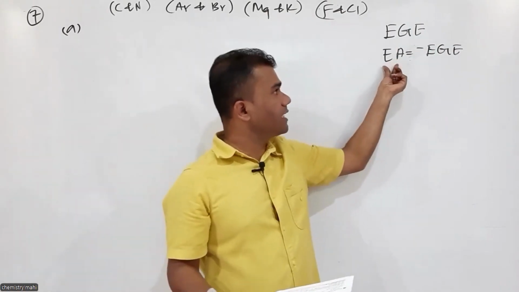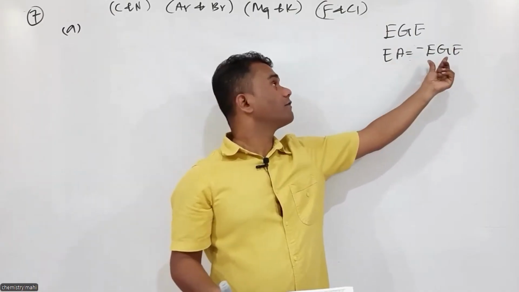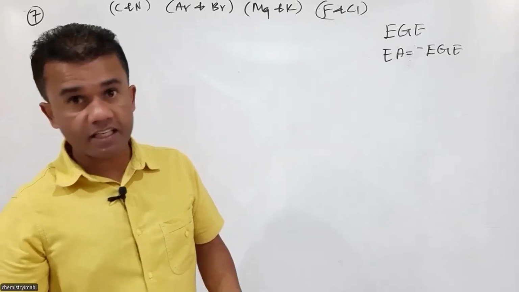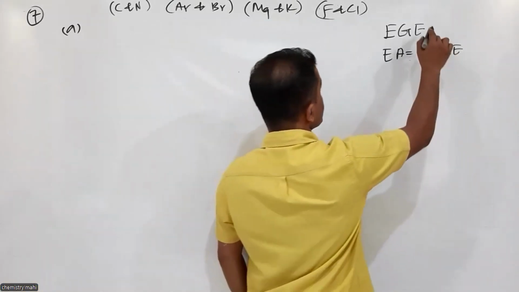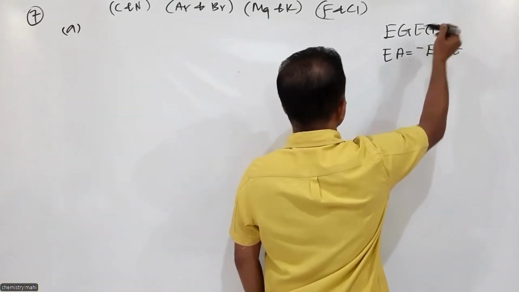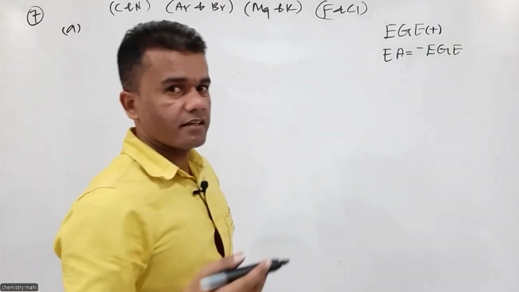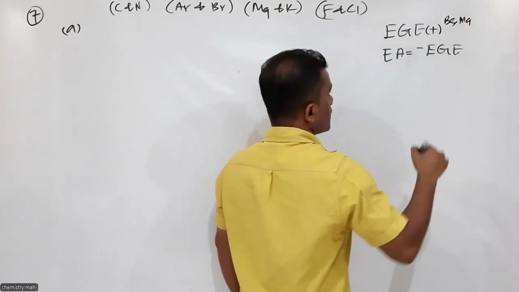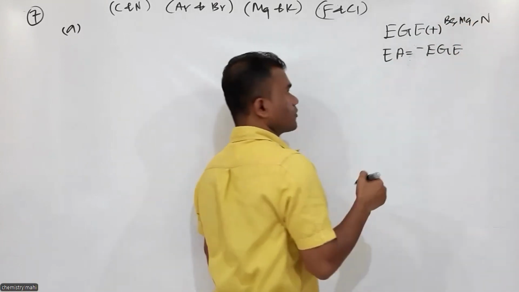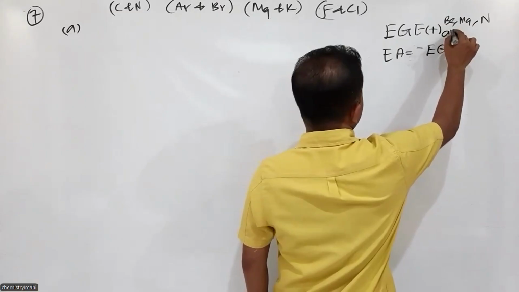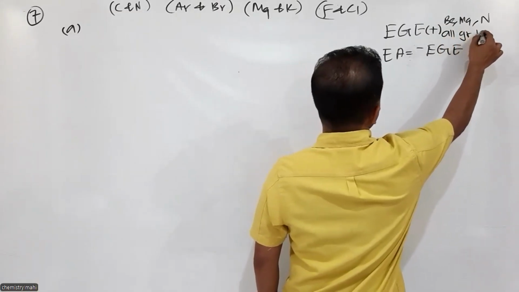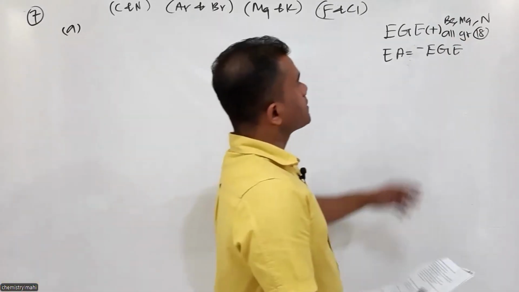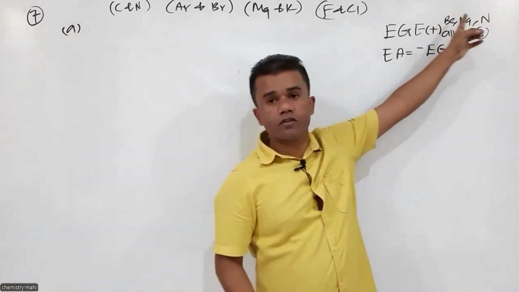Electron affinity can be negative if you have positive electron gain energy. If there is positive electron gain energy, there can be negative electron affinity. Where do you find positive electron gain energy? You know, electron gain energy can be positive. I told you these things in theory. Group 2 beryllium, magnesium can be positive. Group 15 nitrogen can be positive. And group 18, all group 18, like helium, neon, argon can be positive.